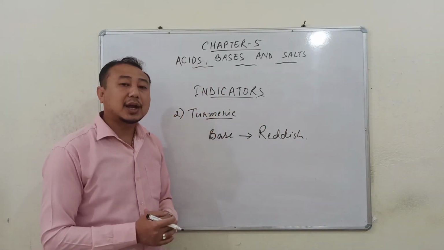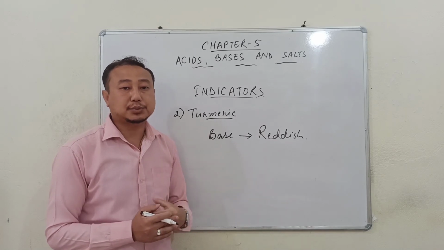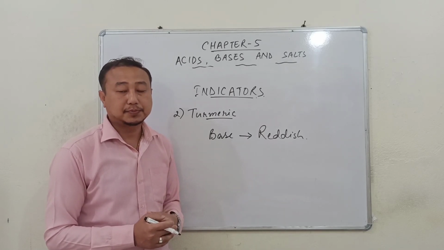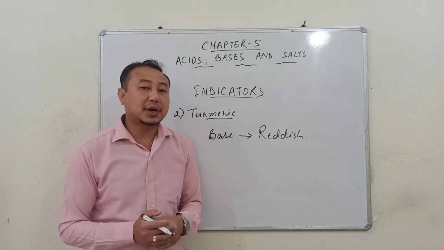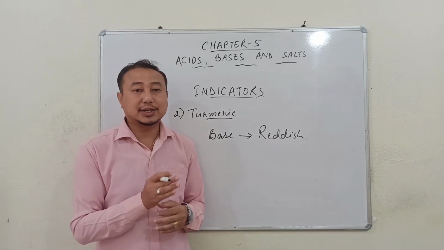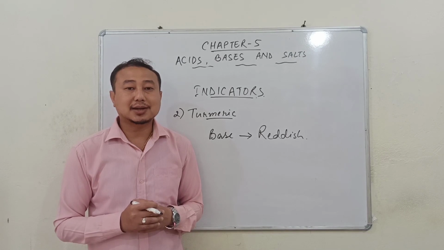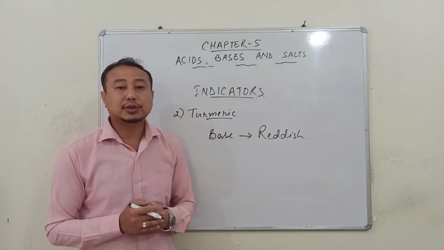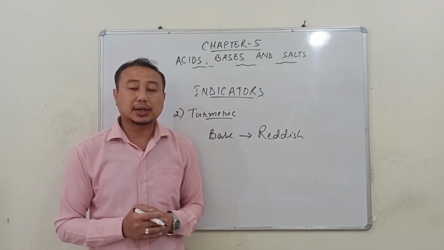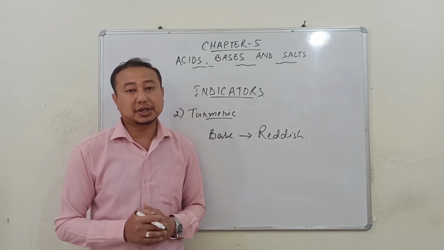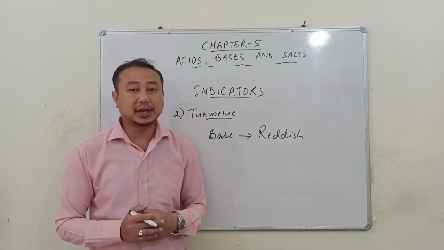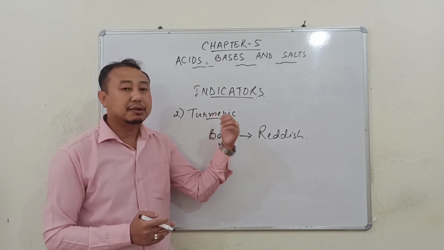So this turmeric can be used to identify whether the given substance is a base. But this cannot be used to identify whether a substance is either acidic or neutral, because both the acidic and the neutral substance don't have any effect on the color of the turmeric. Because of this reason, the turmeric can be used only to identify whether a substance is a base. So this is about the turmeric.